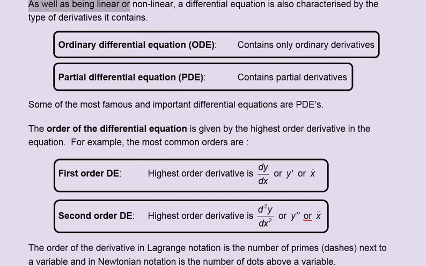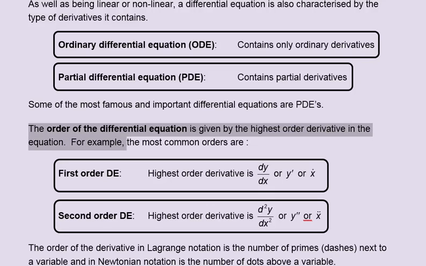As well as being linear or non-linear, a differential equation is also characterised by the type of derivative it contains. An ordinary differential equation, ODE, contains only ordinary derivatives. A partial differential equation, PDE, contains partial derivatives. Some of the most famous and important differential equations are PDEs. The order of the differential equation is given by the highest order derivative in the equation.